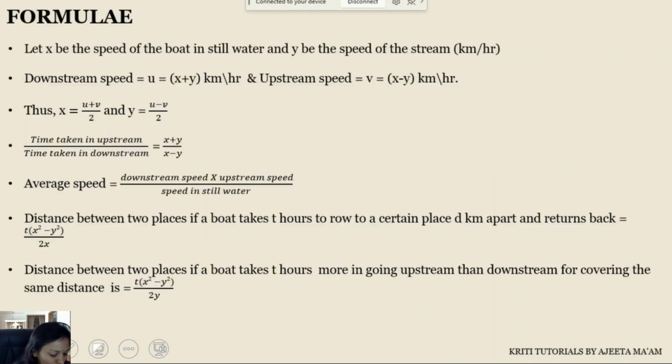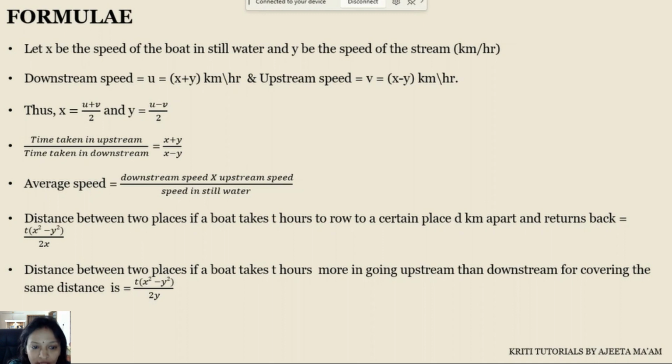Just be clear that it's a very, very basic concept which is based on a very simple formula: speed is equal to distance upon time. But first, we should understand a few terms related to boats and stream questions. Let x be the speed of the boat in still water and y be the speed of the stream.